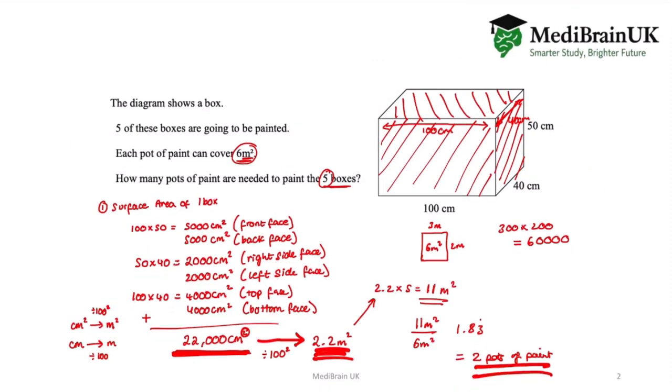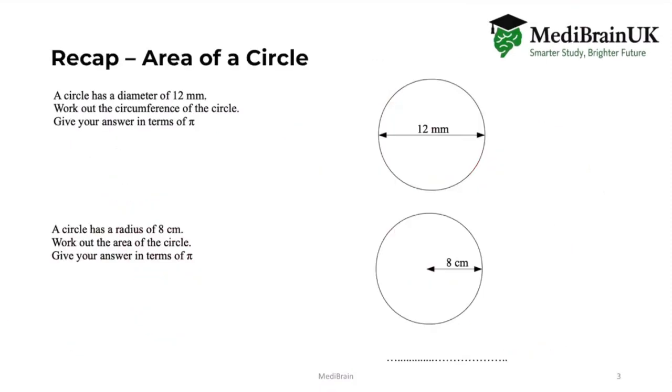So moving on, we're going to have a quick recap for the area of a circle for anyone that struggles with it. The formula to work out the area of a circle is pi r squared. So pi times r squared. That's the area of a circle.